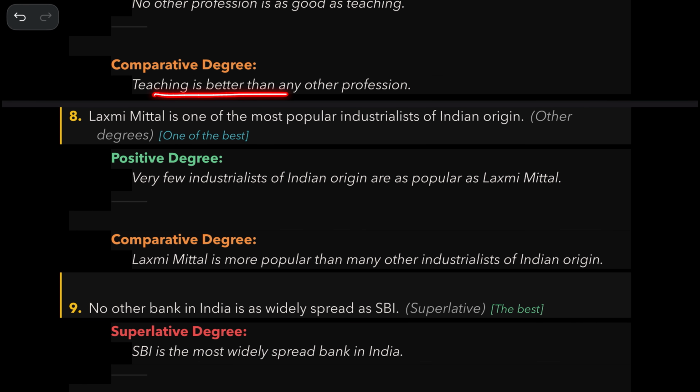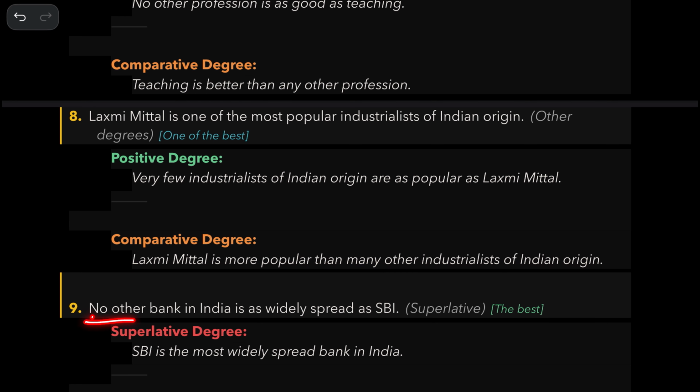Teaching is better than any other profession. Lakshmi Mittal is one of the most popular industrialists of Indian origin. So here, other degrees. This sentence belongs to this pattern, one of the best. So positive degree: Very few industrialists of Indian origin are as popular as Lakshmi Mittal. Comparative degree: Lakshmi Mittal is more popular than many other industrialists of Indian origin.